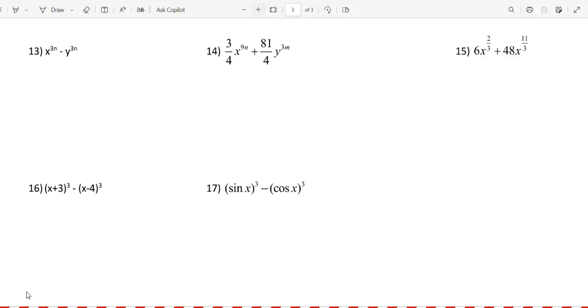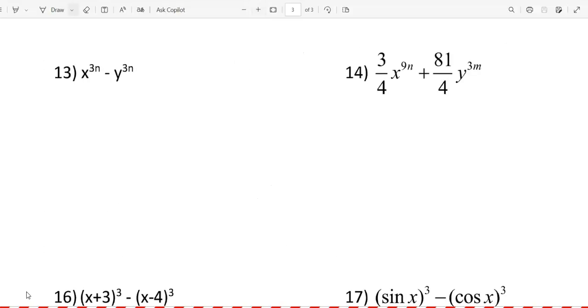With number 13, remember with sum and difference of cubes, we want to say what's being cubed first. And so for this one, we've got something being cubed minus something being cubed. And the first one is x to the 3n, so I know it's going to be x to some power. And power to a power is what? Close. Multiplying. So what would I multiply 3 by to get 3n? 1 what? N. So x to the n is being cubed there. What's being cubed to get y to the 3n? Y to the n.